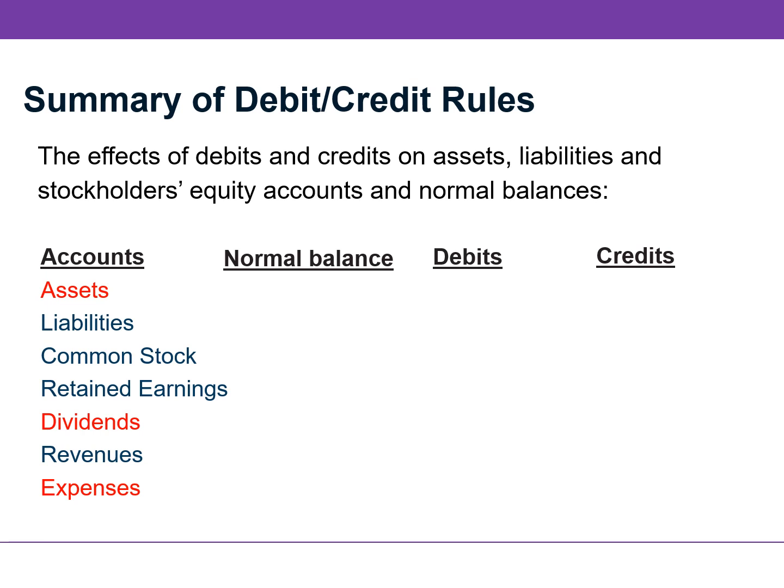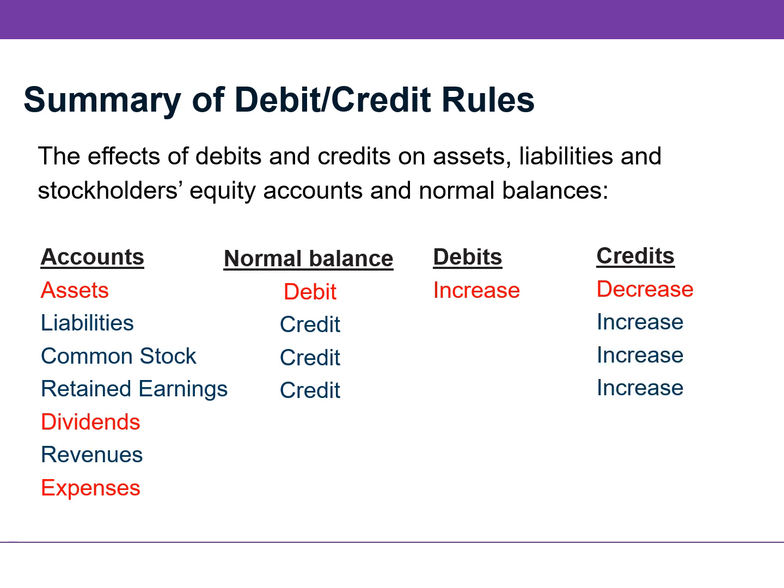The normal balance of an account is on the side where an increase in the account is recorded. Assets have a normal balance of a debit. This means that debits will increase these accounts and credits will reduce or decrease these accounts. Liabilities and stockholders' equity accounts, such as common stock and retained earnings, have a normal balance of a credit. That means that credits will increase these accounts and debits will decrease or reduce these accounts.